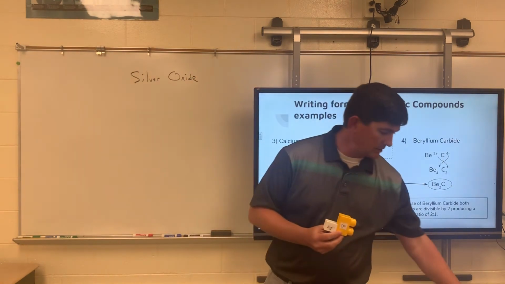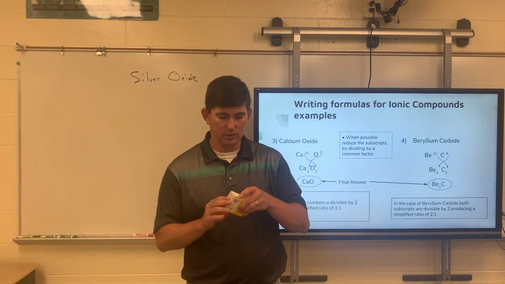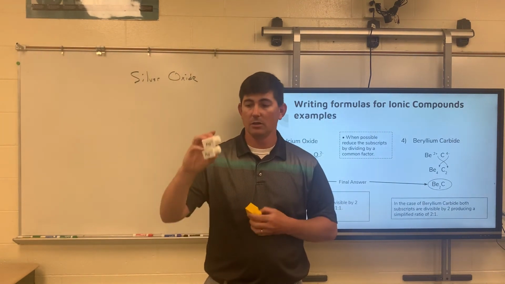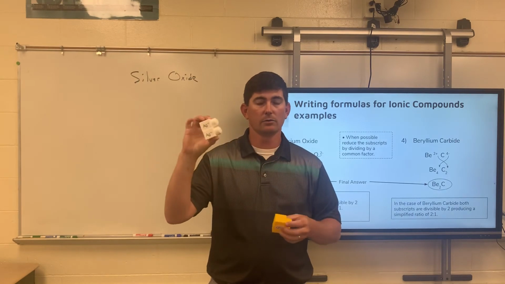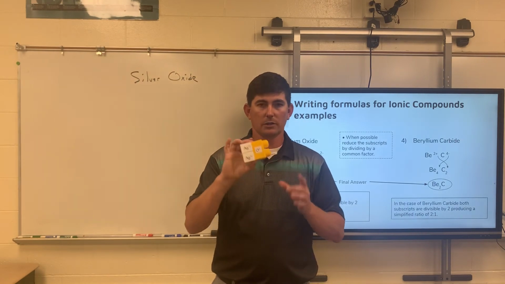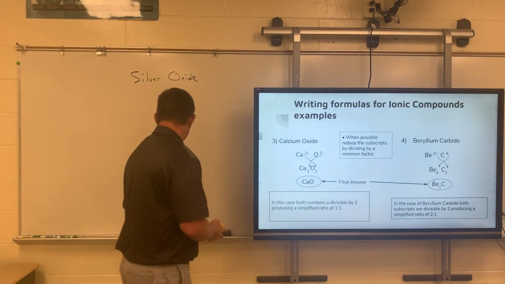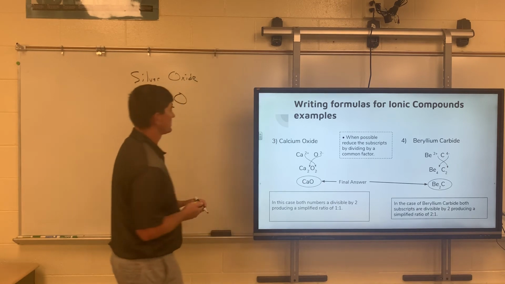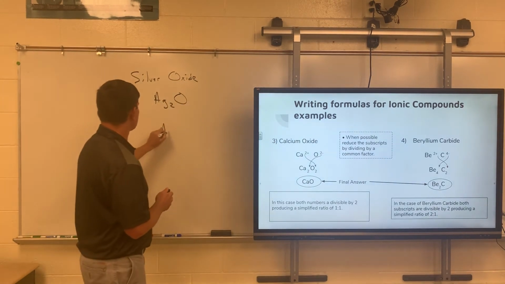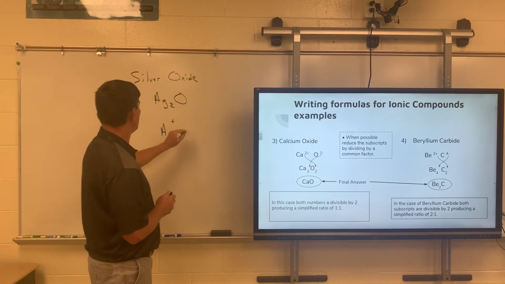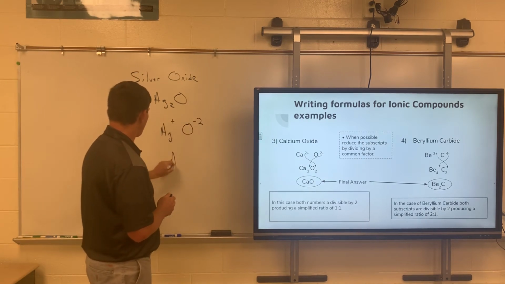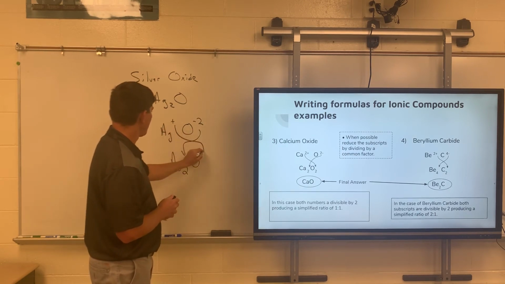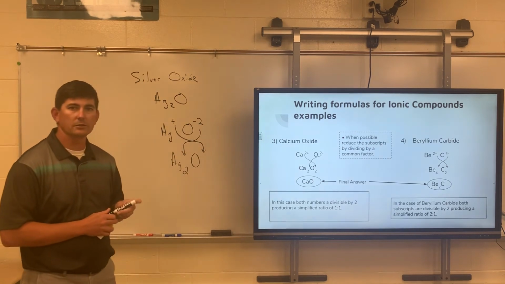So in this case, I would need 2 silvers to go with the 1 oxygen. This is just 1 oxygen, but these are 2 separate silver ions, right? So 2 silvers go with 1 oxygen in order to make this compound, and you end up with silver 2 oxide. It's the same thing as far as this being a +1, the oxygen being -2, right? So when you swap, you get 2 on the silver, and you get just 1 on the oxygen, okay?